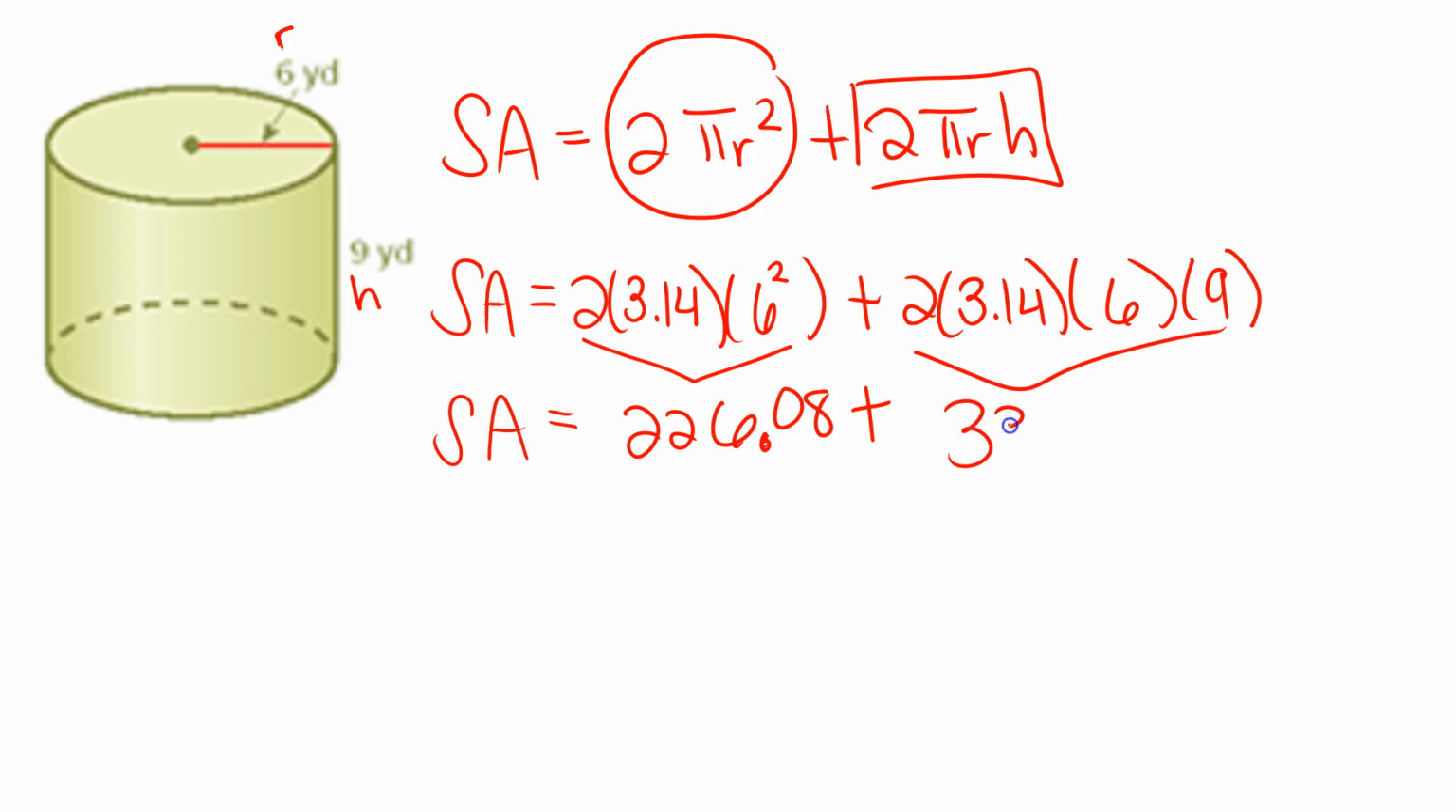Should be 339.12. Now let's go ahead and add the 2. Make sure you're not shouting out any answers. Should be 565.2.